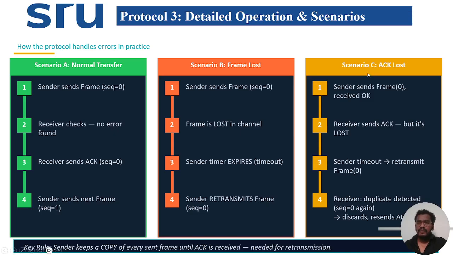And then the third scenario, C, acknowledgement lost. The sender sends frame 0, and the receiver receives it okay and sends an acknowledgement, but it is lost. The sender times out and retransmits frame 0 again. The receiver detects the duplicate sequence 0, discards it, and asks to resend. So these are the methods of transferring.